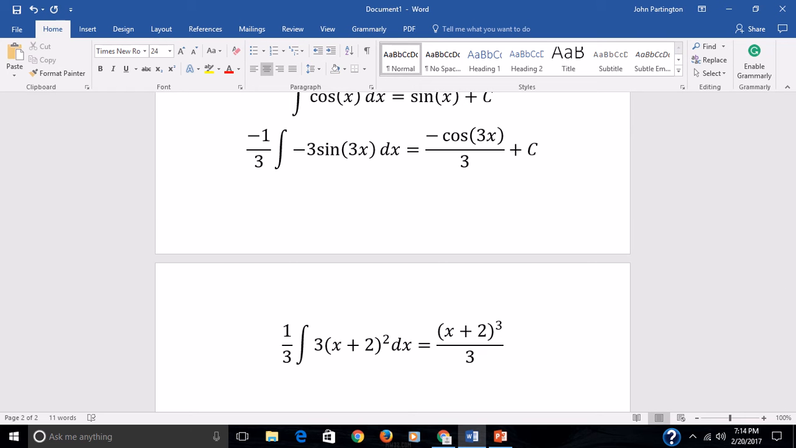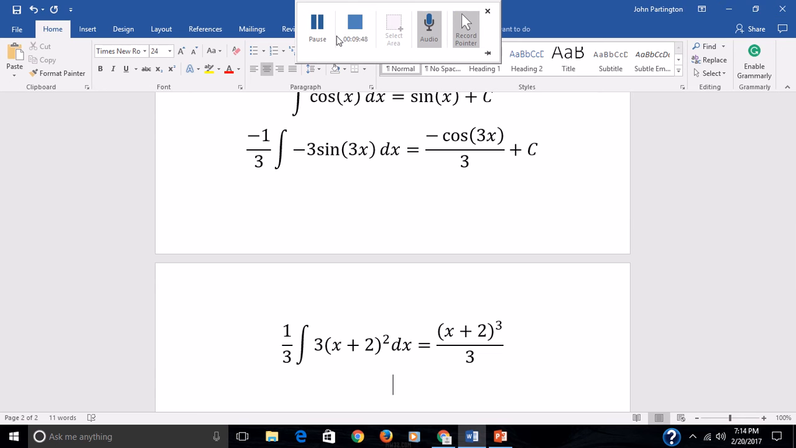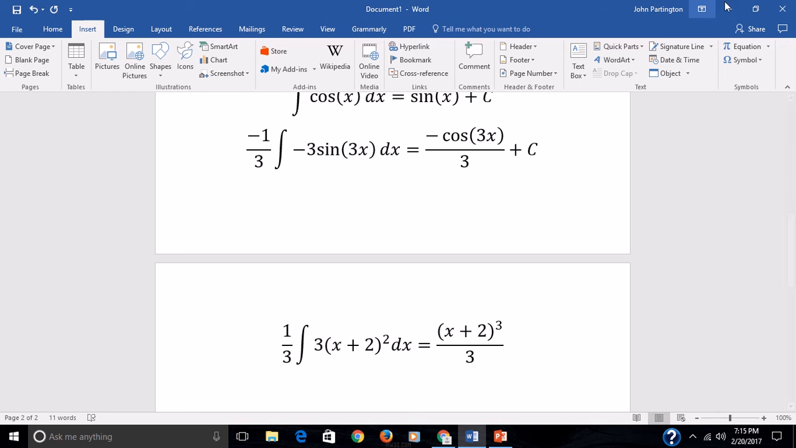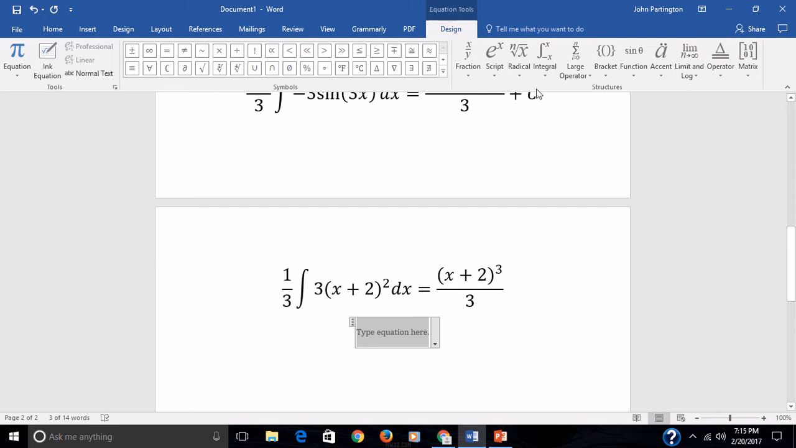Now, this is where it gets fun. So we're going to get to integration by parts. For integration by parts, what we're going to have is, for example, a product. So let me give an example here. We're going to take the integral of 2x e to the negative x.